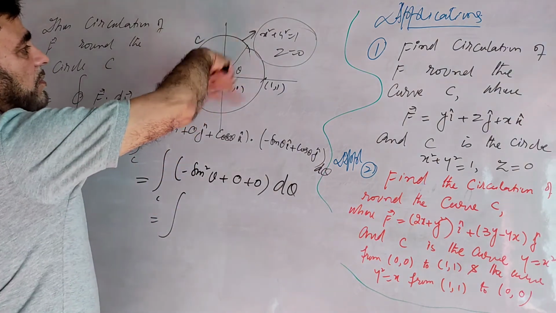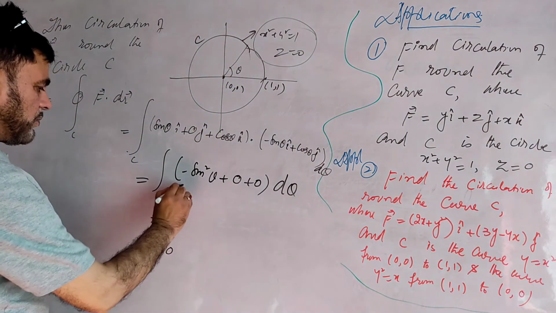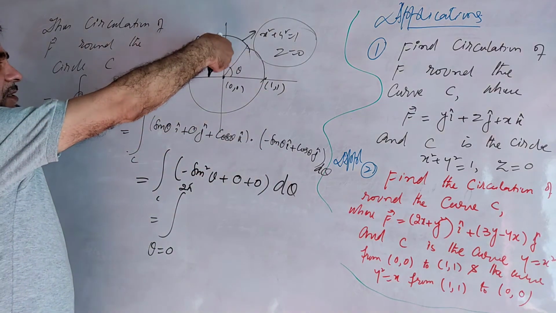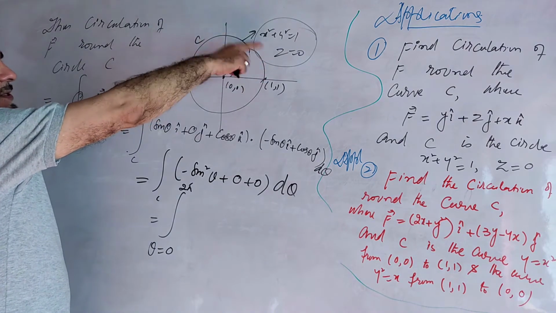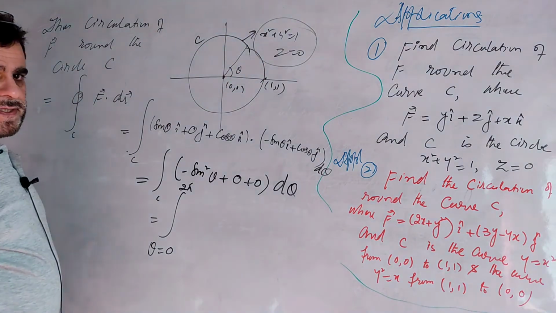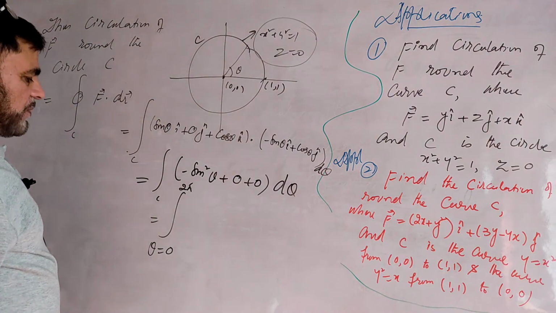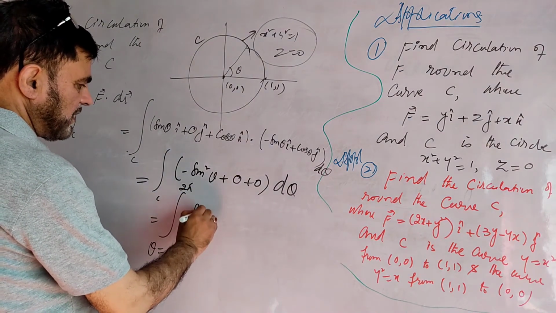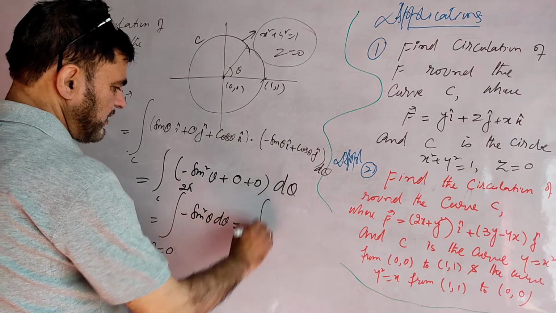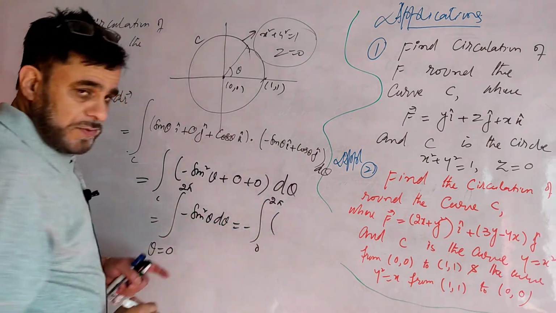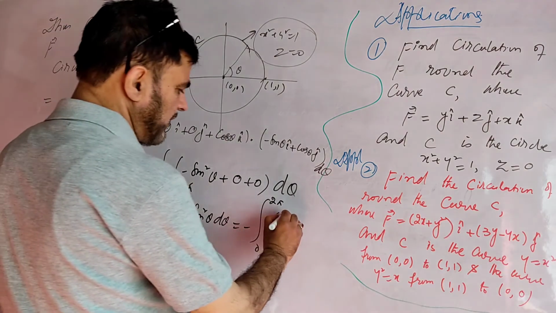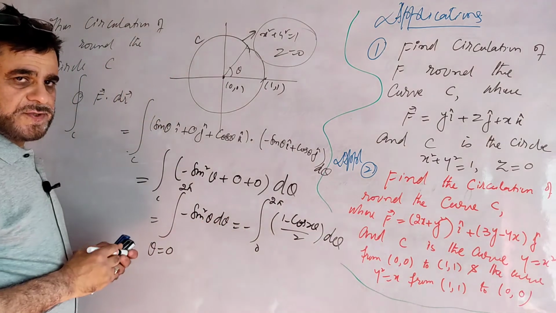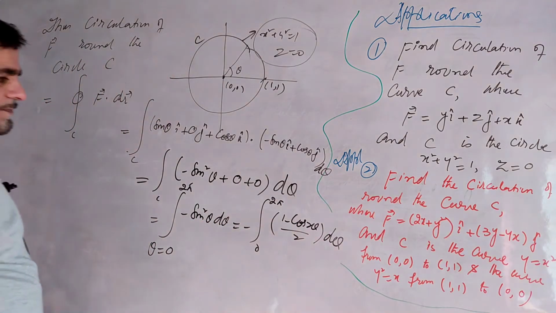Now along the curve our theta is 0 to 2 pi, because this circumference of the circle is from 0 to 2 pi. It moves from 0 to 2 pi, full circle. This is minus sin square theta d theta. It is minus integral of 0 to 2 pi. How do you integrate sin square theta? You will write it as 1 minus cos 2 theta by 2 d theta. I am using the formula for sin square theta, which is 1 minus cos 2 theta by 2.